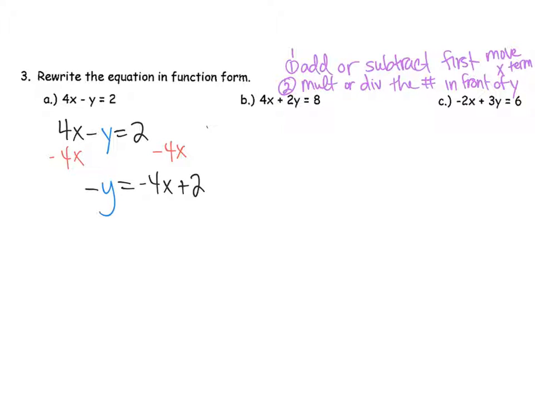Step 2, multiply or divide the number in front of y. What number is in front of y? Negative 1. It's like a negative 1. Do you want me to put a little 1 there? Do you guys like that when you see it there? You always are going to divide it. So do that. Divide everything by -1.